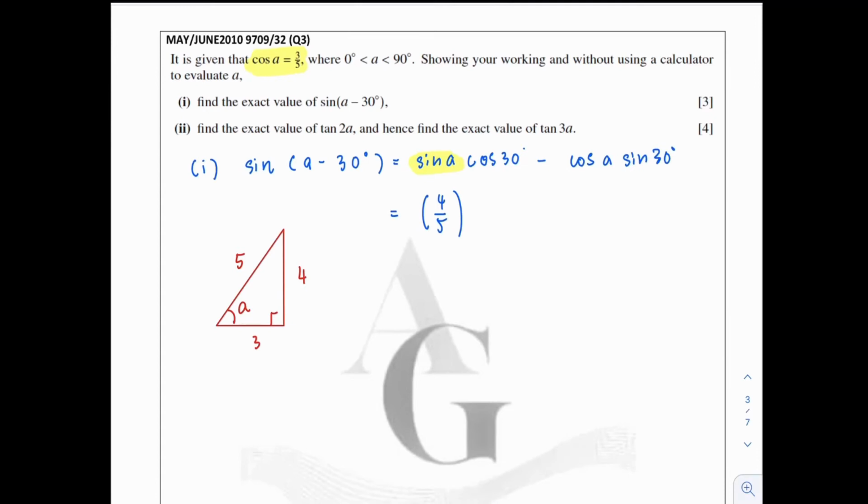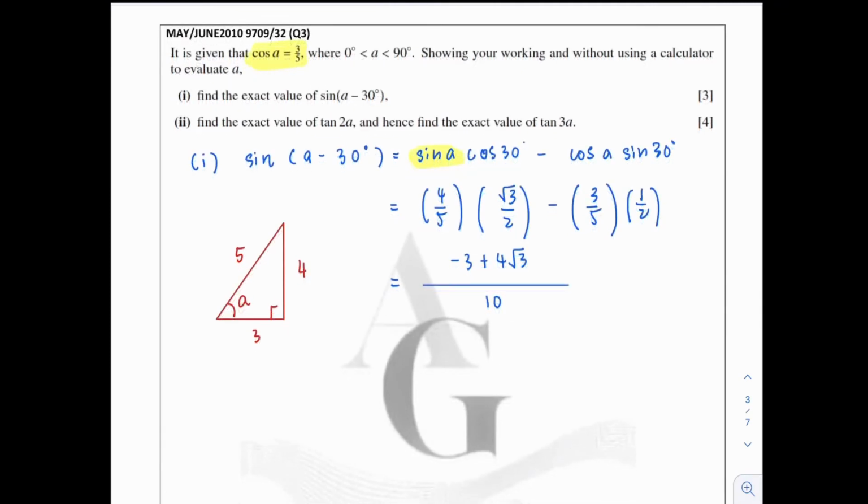And for the cos 30, you can actually get the answer by using your calculator, which is square root 3 over 2. And then minus cos A, which is 3 over 5, times sine 30, which according to the calculator is a half. Then you can just key in everything into your calculator to get the final answer, which is negative 3 plus 4 root 3 over 10. And remember to leave your answer in the exact form as requested by the question here.